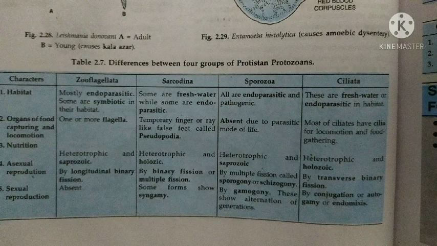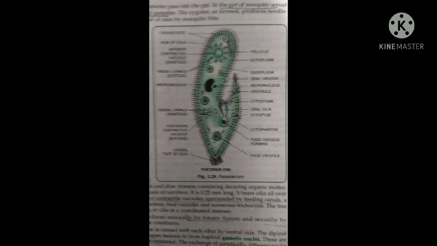Now the last group is Ciliata. They are also endoparasitic. The most common examples are Paramecium and Vorticella. These are the two examples of Ciliata. Here they divide by transverse binary fission, and they are also found in fresh water. They have cilia for locomotion and for food gathering. So this is all about kingdom Protista.